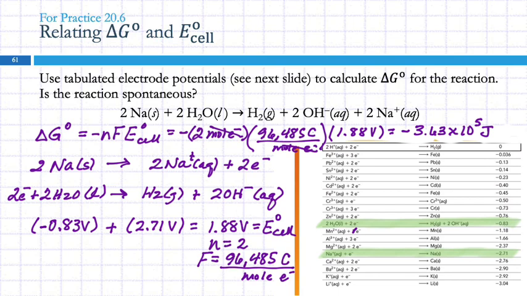So, is the reaction spontaneous? Yes, it is, because delta G is negative. Is the N always the number of electrons that are...? Yes. The N is the number of electrons transferred in the balanced chemical equation for the redox reaction.